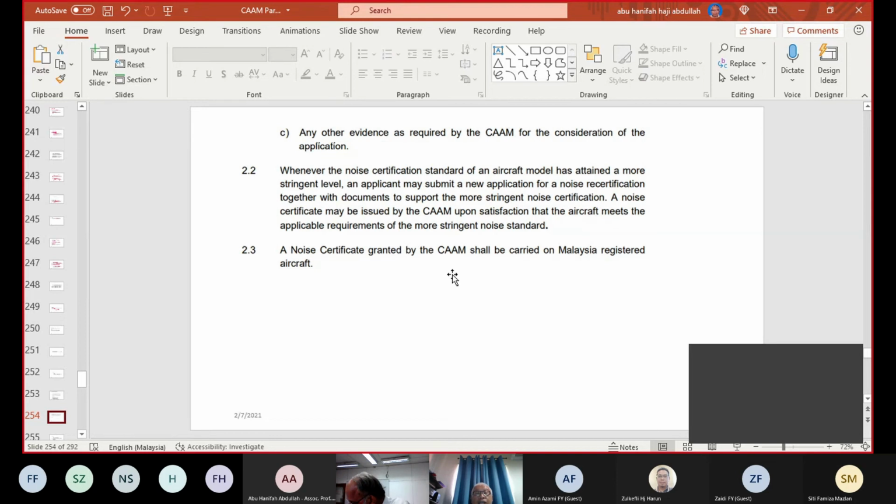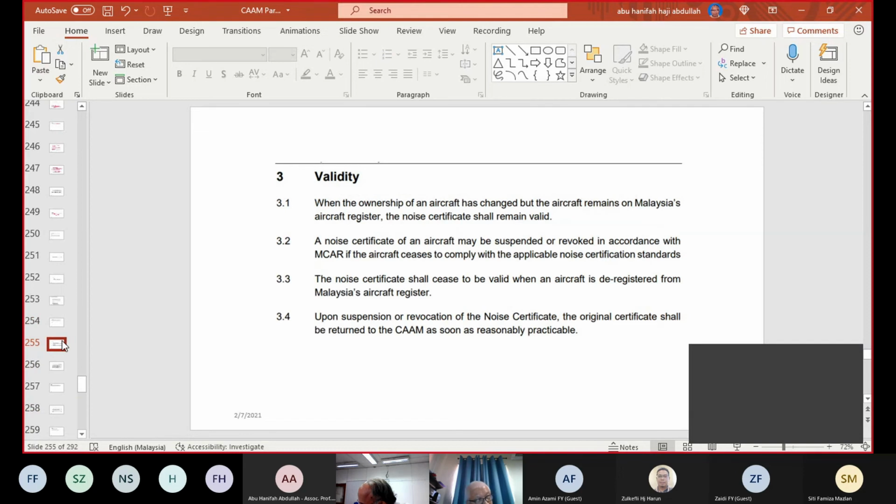Noise cert granted by CAAM shall be carried on Malaysian registered aircraft. There was a time, there was a case, when a foreign authority airworthiness inspector boarded the aircraft because it's part of the ICAO convention obligation, and they did not find the noise cert on board the aircraft. The aircraft was grounded for some period until someone telexed the noise cert to the authority.